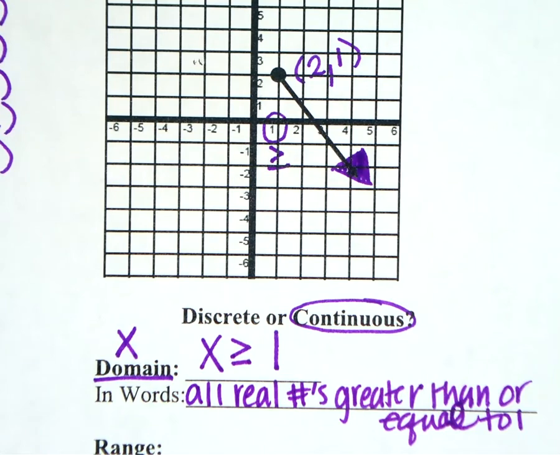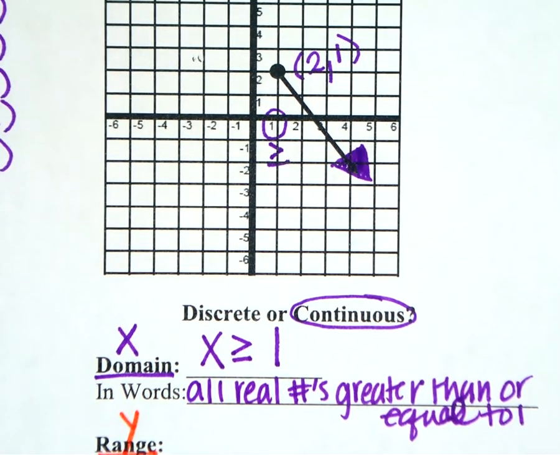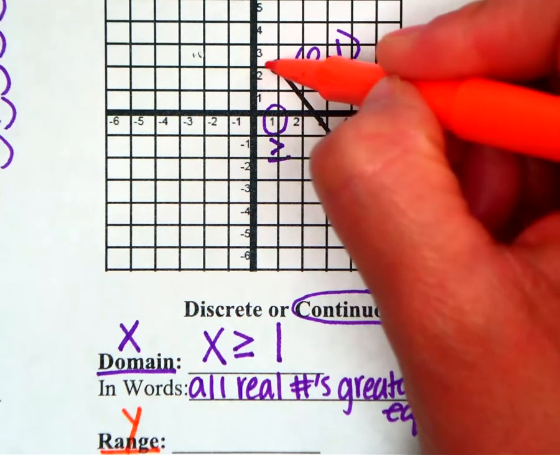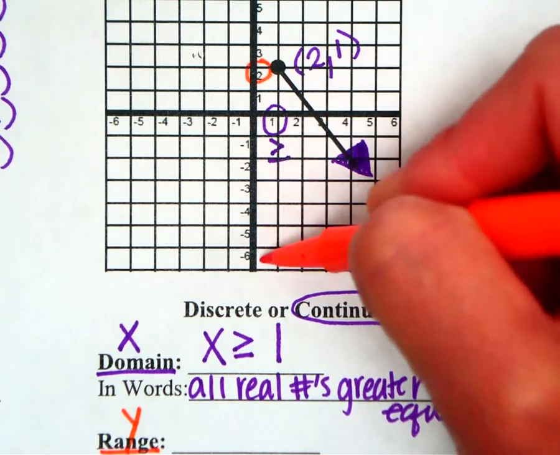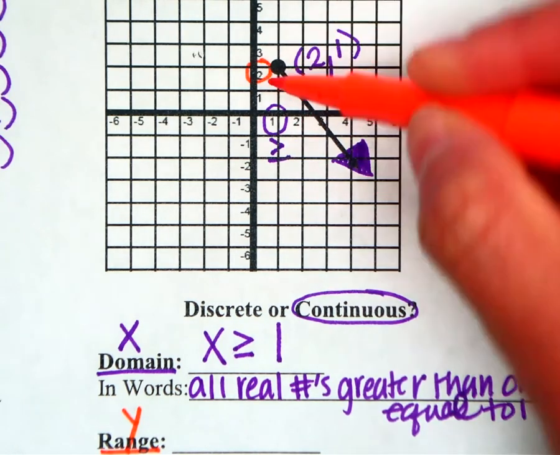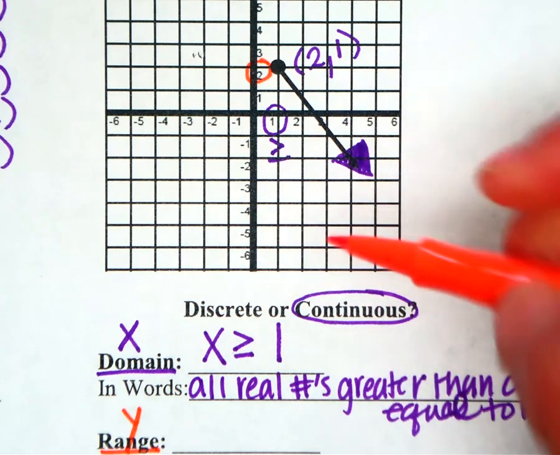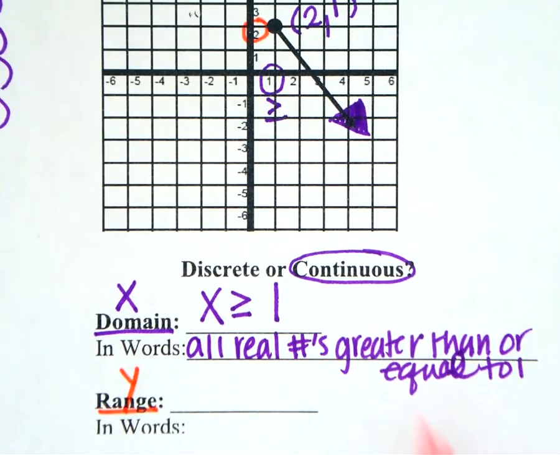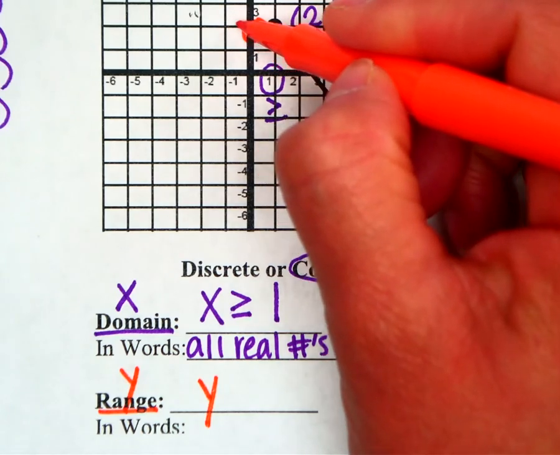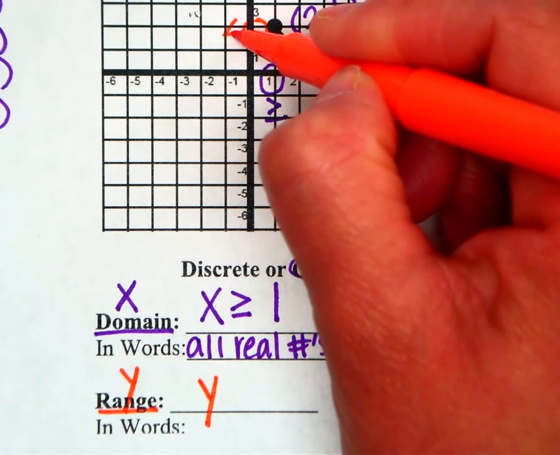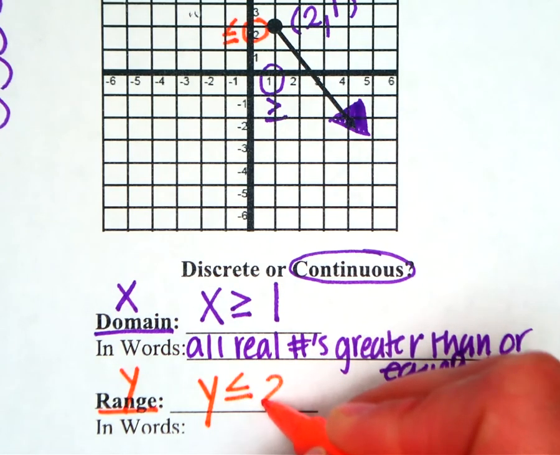Excuse me, sorry. Now we're going to look at the range. Range are my Y values. Well, here my Y values are starting at +2 and they're going down. So all of these numbers, because the arrow is going down, all of these numbers below 2 are less than 2. So when I write my range, I'm going to say Y, and again, it's a closed circle, so it's going to be less than or equal to 2.